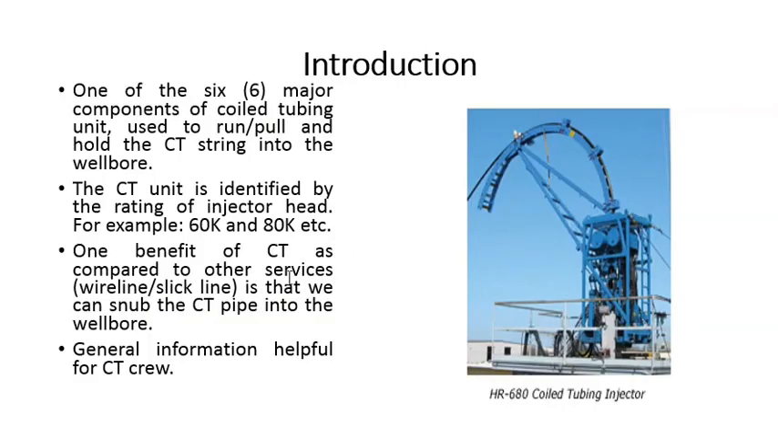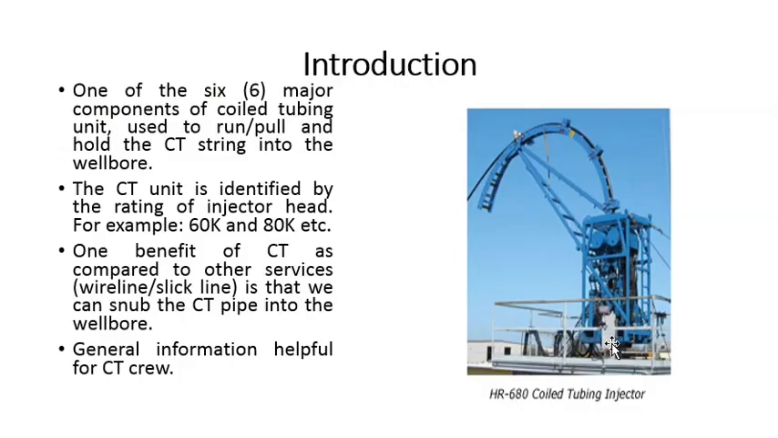One benefit of coil tubing as compared to other services like wireline and slickline is that we can snub the CT pipe into the well bore. It means we can push the coil tubing pipe as shown over here into the well bore, which is not the case in case of slickline or wireline. And if we have higher wellhead pressure, then it's quite difficult to run the slickline or wireline into the well bore, but that's not the case in case of coil tubing. In coil tubing we can easily inject the pipe into the well bore even we have some wellhead pressure.